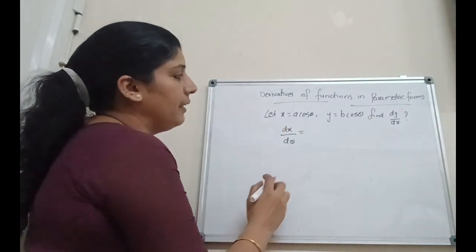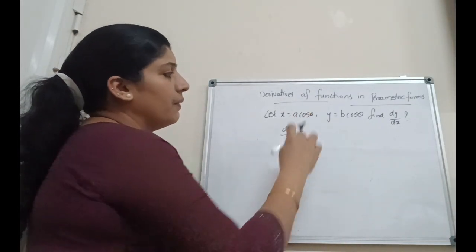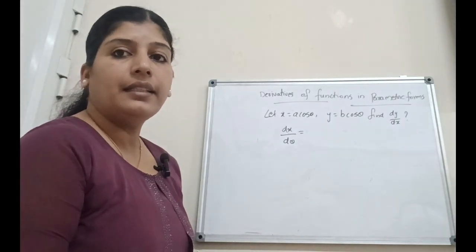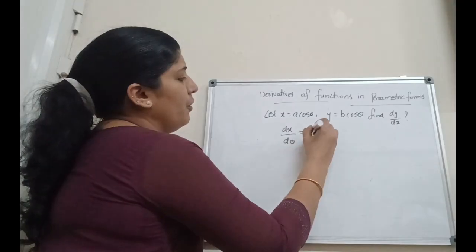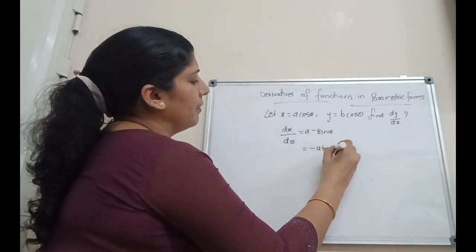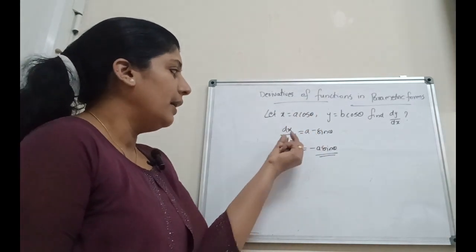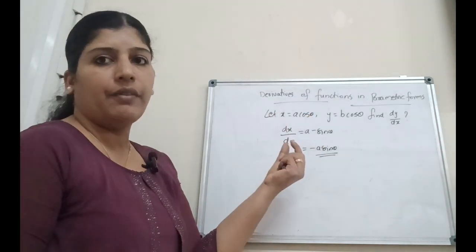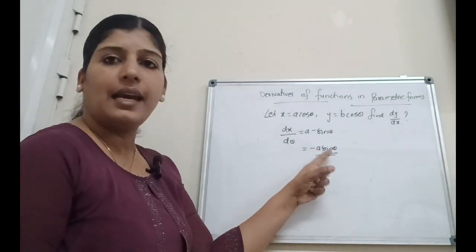Therefore, dx by d theta is equal to what? A into d by d theta of cos theta. Derivative of cos is minus sine. Therefore, a into minus sine theta. It can be written as minus a sine theta. Here a is constant, then take it outside. Therefore, a into d by d theta of cos theta. Derivative of cos theta is minus sine theta. Therefore, dx by d theta is equal to minus a sine theta.